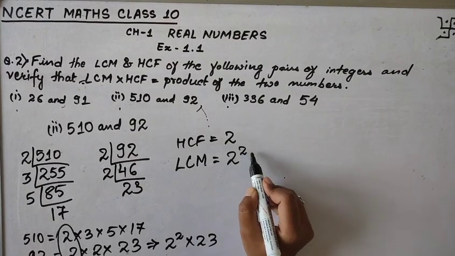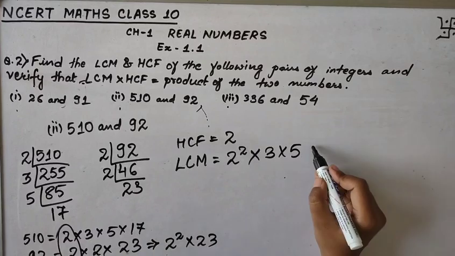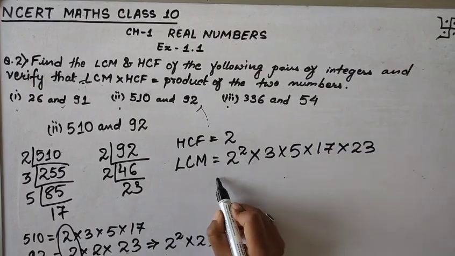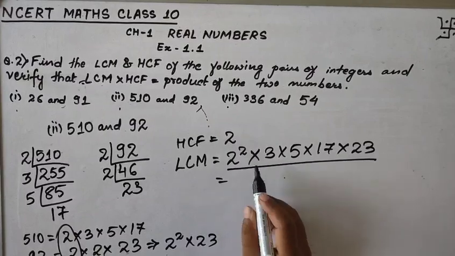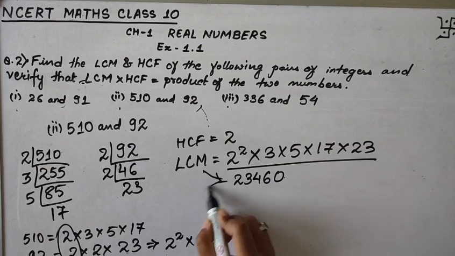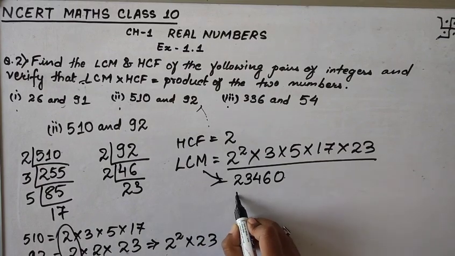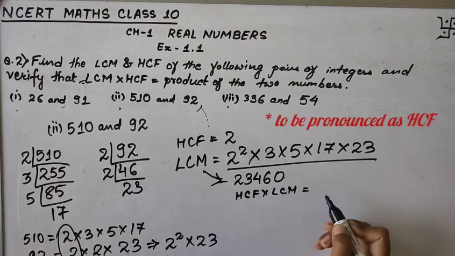The highest power of 2 over here is 2 square. So we will write 2 square. Another number we have is 3, highest power 1. Another is 5 whose highest power is 1. Another is 17 and 23 whose highest powers are 1 and 1 again. Now, after calculating this, we will get the number 23460 as LCM.